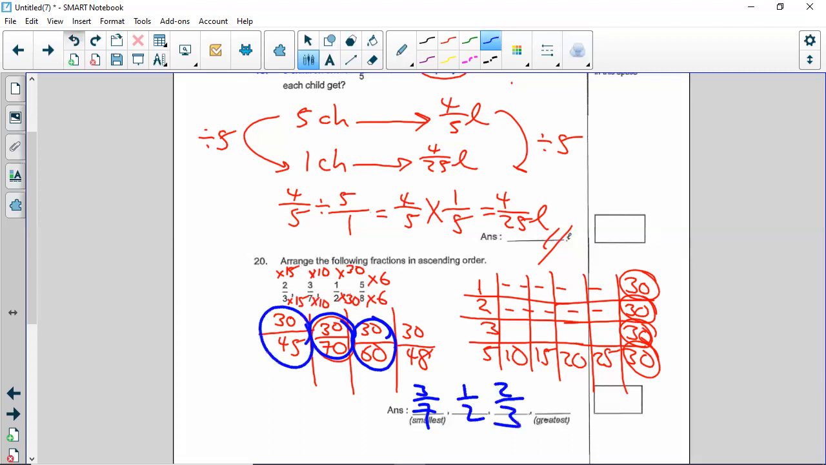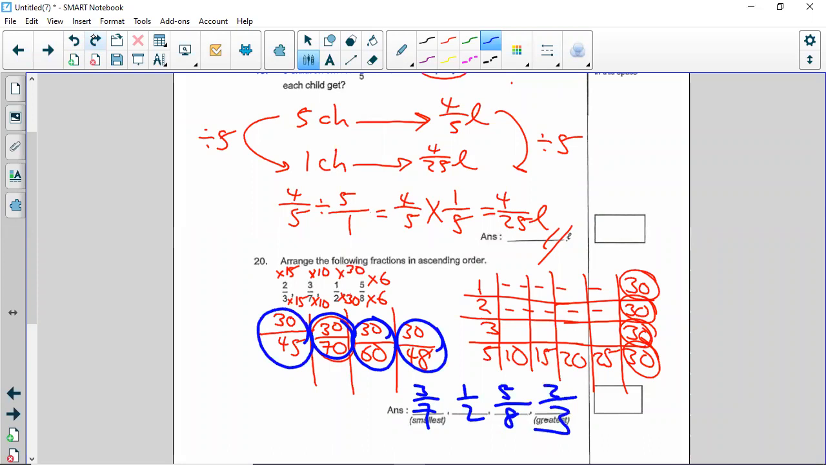Sorry, I missed out and wrote it wrongly. Okay, what's the third fraction? The third fraction is 30 over 48, which is 5 over 8. And what is the biggest fraction? The biggest fraction is the one that has the least number of parts, which is 30 over 45. So the biggest fraction is 2/3, right? So that's how you arrange the fractions.